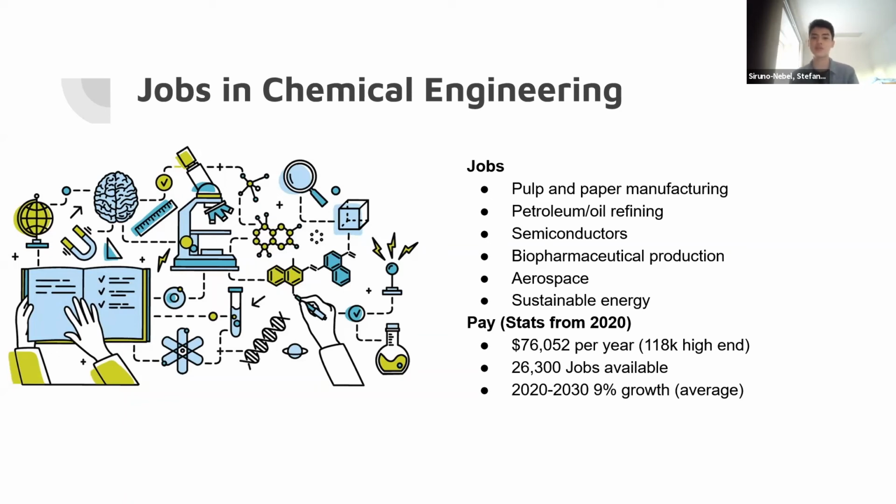The pay for a chemical engineer, on average, is $76,000 per year, but this can range up to $118,000. There are 26,000 jobs available in the US, with a 9% growth from 2020 to 2030 that's predicted.